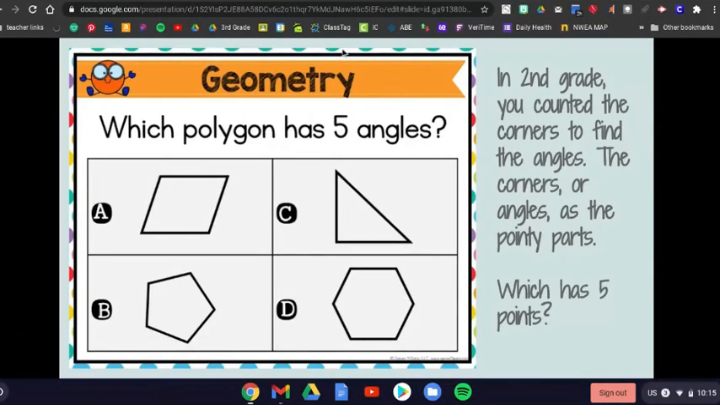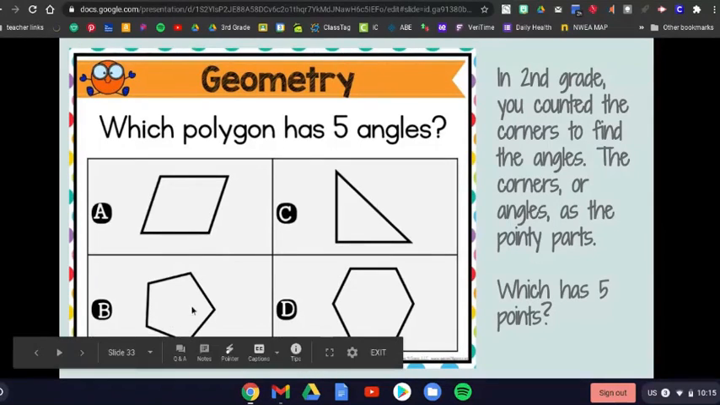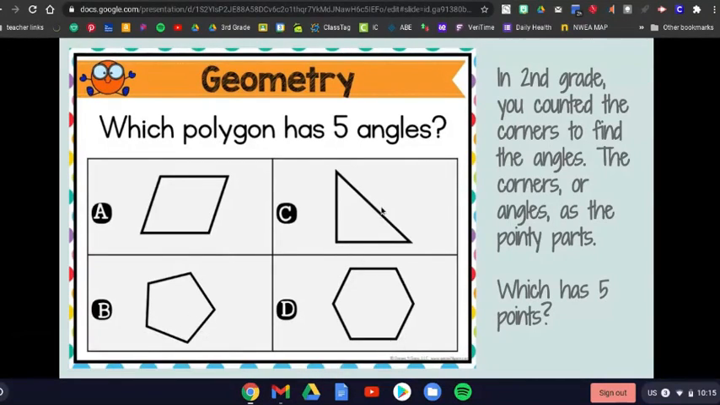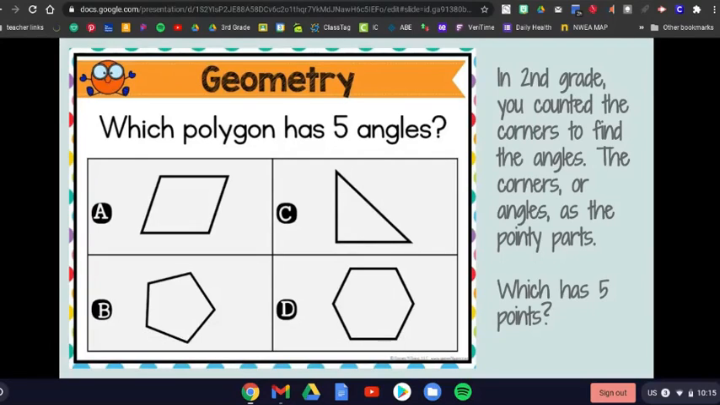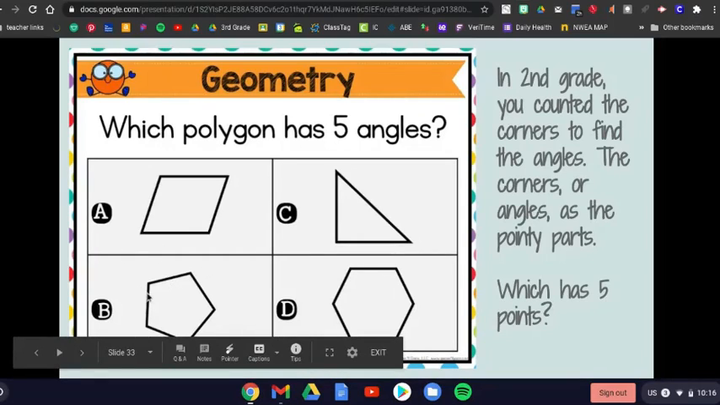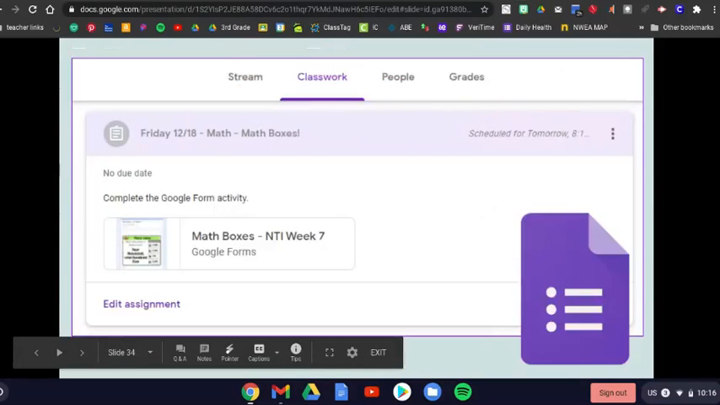Is it A, the rhombus, B, the pentagon, C, the triangle, or D, the hexagon? Which has 5 pointy parts? A, B, C, or D? The rhombus has 4. 1, 2, 3, 4. The pentagon has 5. 1, 2, 3, 4, 5. The triangle has 3. 1, 2, 3. And the hexagon has 6. 1, 2, 3, 4, 5, 6. 5 points is B. You're correct.